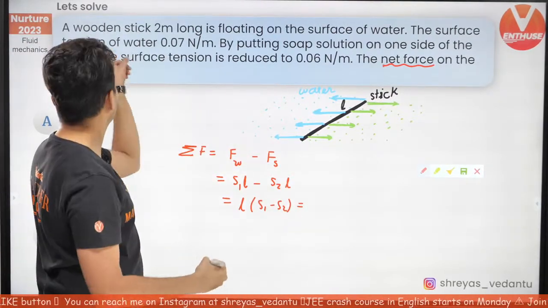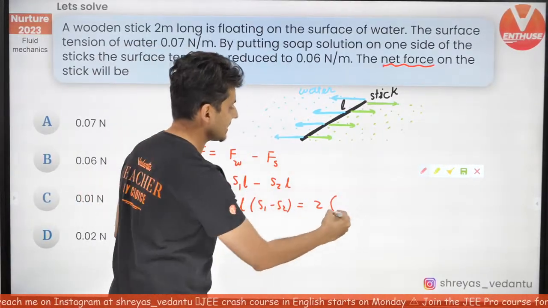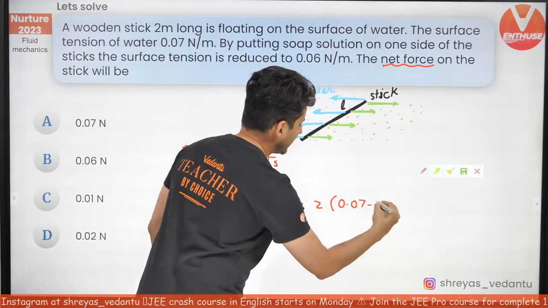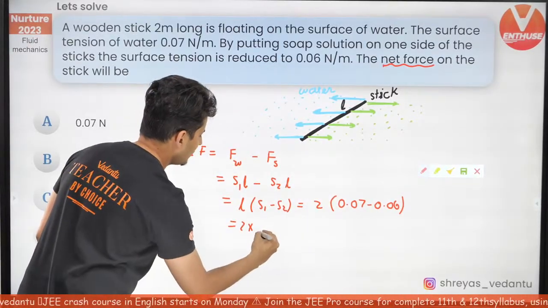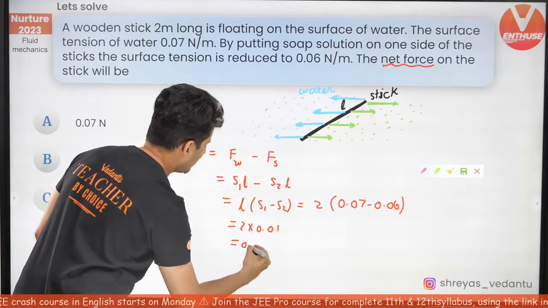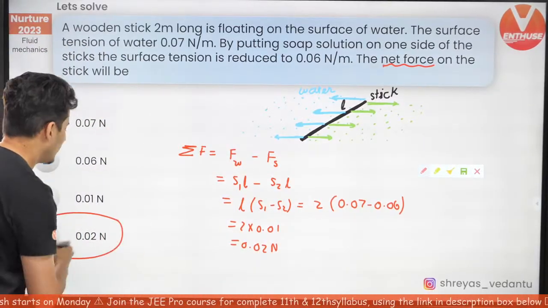So what is the length value? The length is 2. What is surface tension? 0.07 and 0.06. So bigger number minus the smaller number, and there we go. It's just going to be 2 into 0.01, which is 0.02 Newton. And I think we have it in option number D.